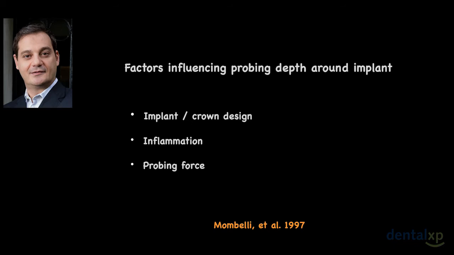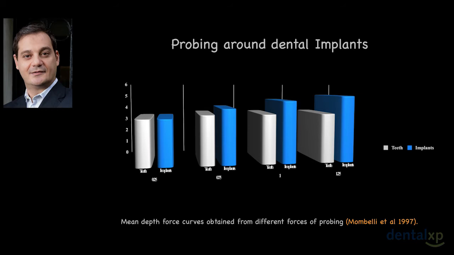Secondly is the inflammation. If the tissue is completely inflamed, there is also nothing to stop the progression of the probe going down inside that sulcus. And thirdly is the force. In natural teeth, when we take the probe and do an intra-examiner calibration, we always accept plus or minus 1 of difference. How about around implants? I can't find a better study or better graph than this graph that Mombelli published in 1997, and it's still true till today because nothing has changed really drastically to make it different.